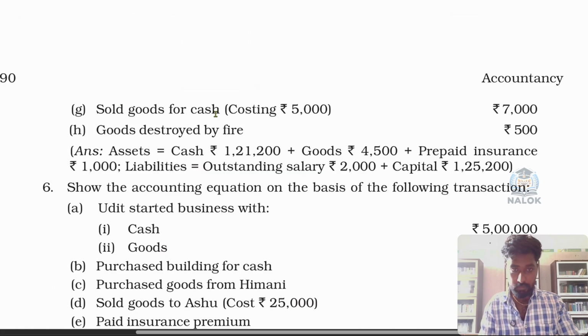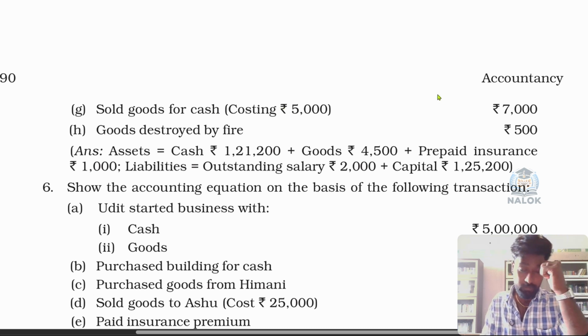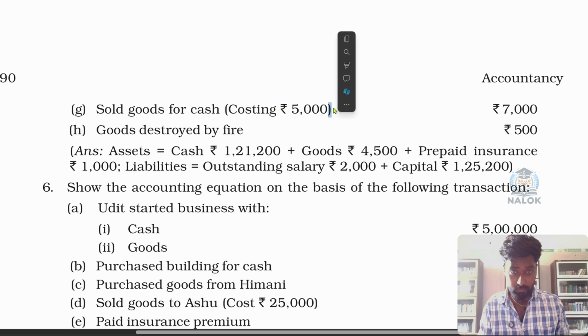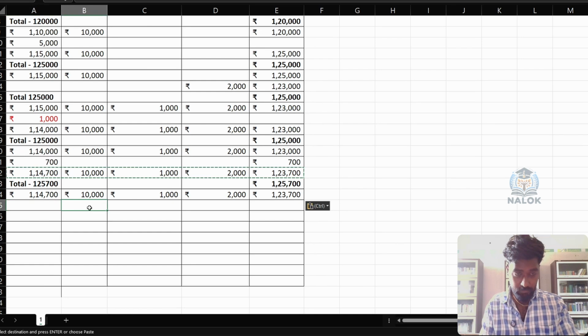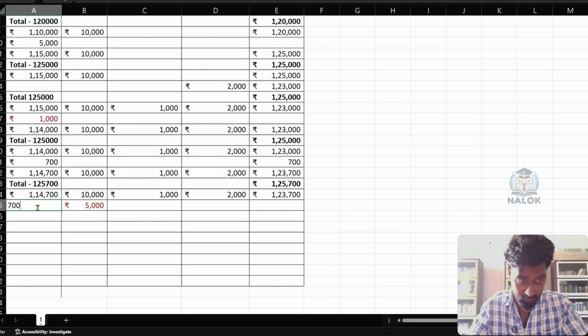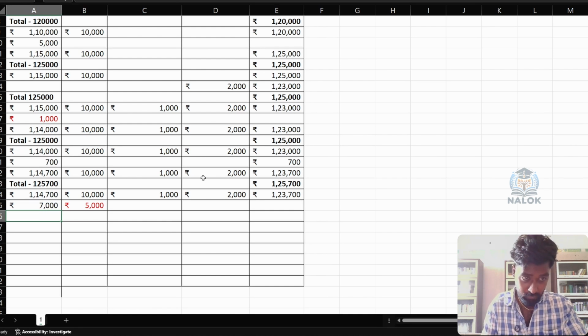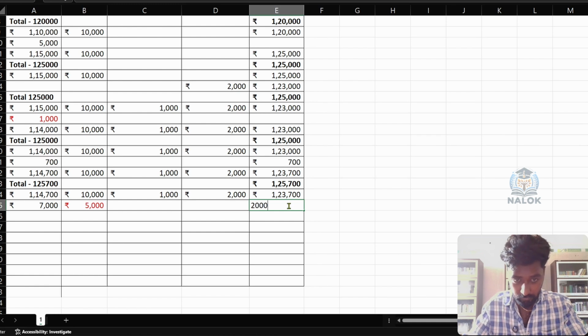Sold goods for cash. 7,000 rupees worth of cash has been received by selling 5,000 worth of goods. Okay, now let's enter 5,000 here because we are going to reduce our goods by selling. In return, we got 7,000 as cash. Now look at this. We got 7,000 as cash. We made 2,000 as profit. So let's enter 2,000 here because 2,000 is our capital. That is the profit that we have made. Now let's balance this out.